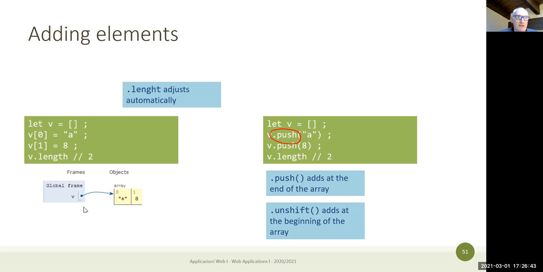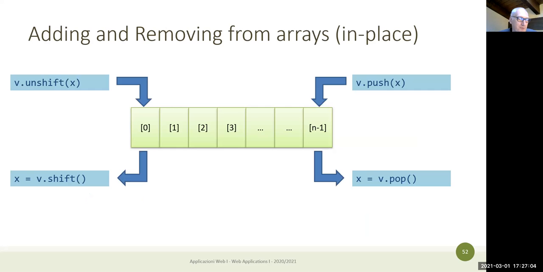What in Java is called add and in Python is called append, here is called push, just to have more confusion. Or you can add something at the beginning of the array, so before the first element. And in this case, the method is called unshift. This picture will help us remember.